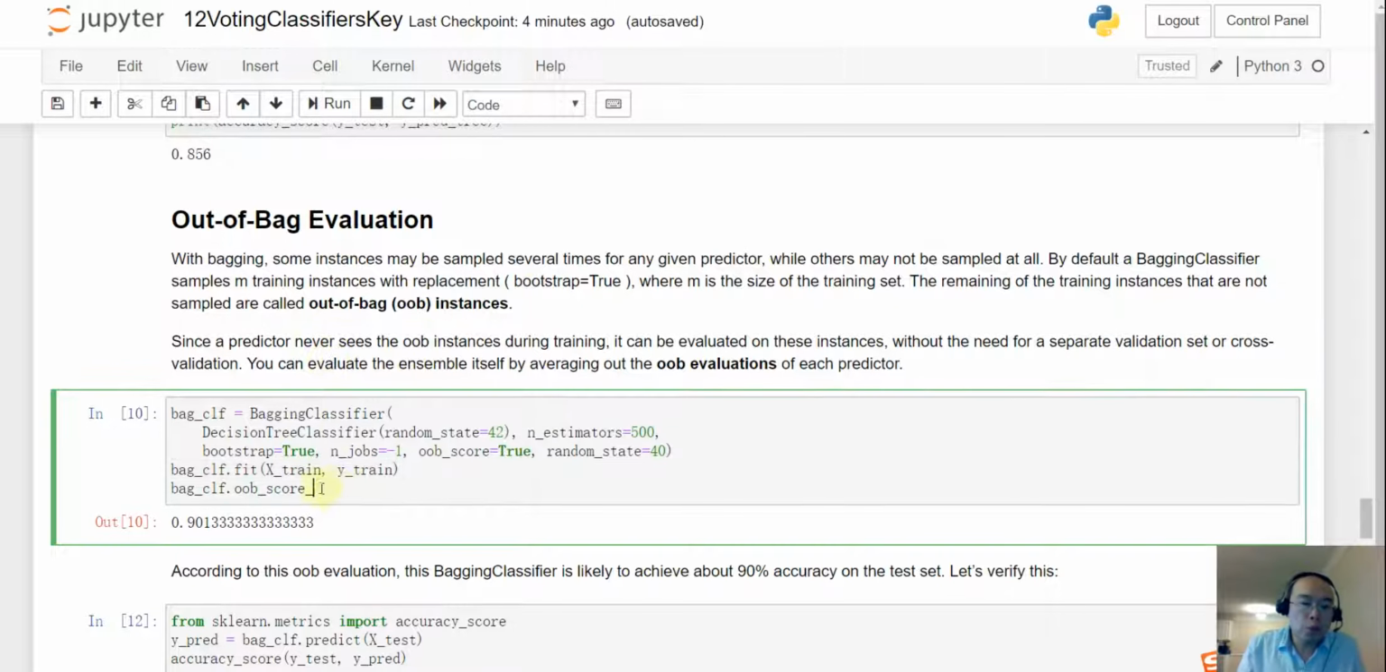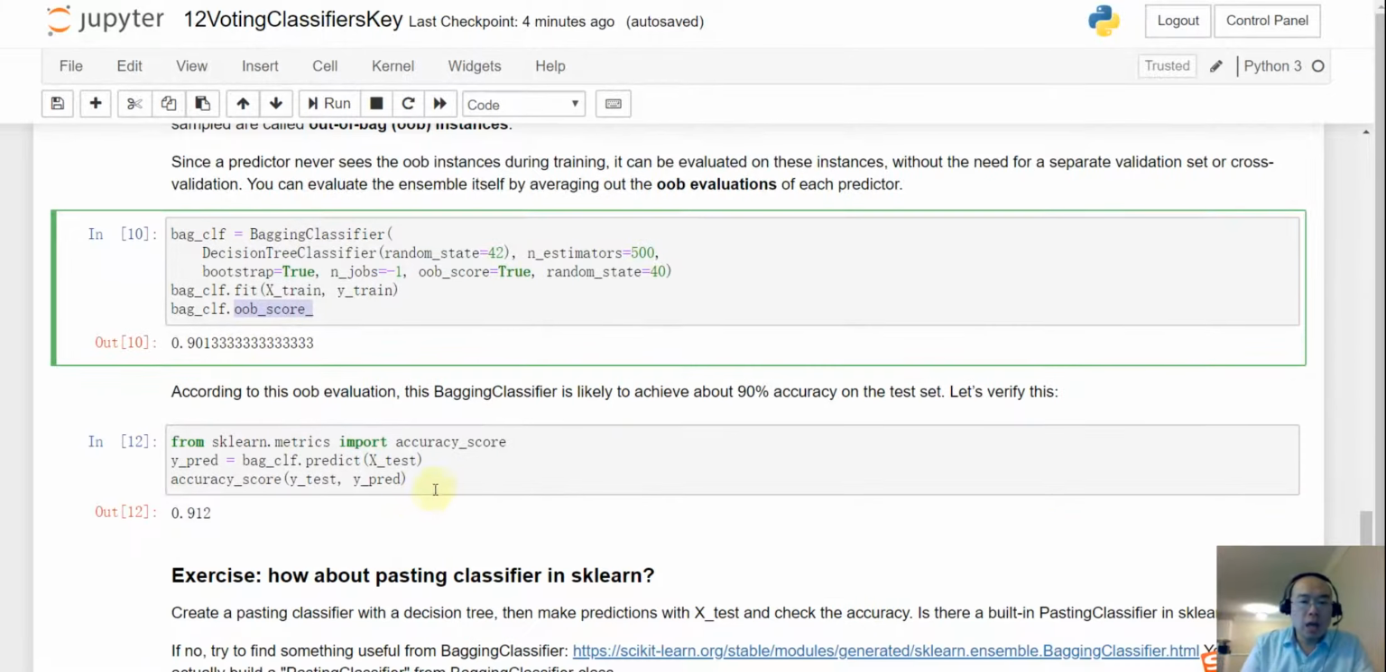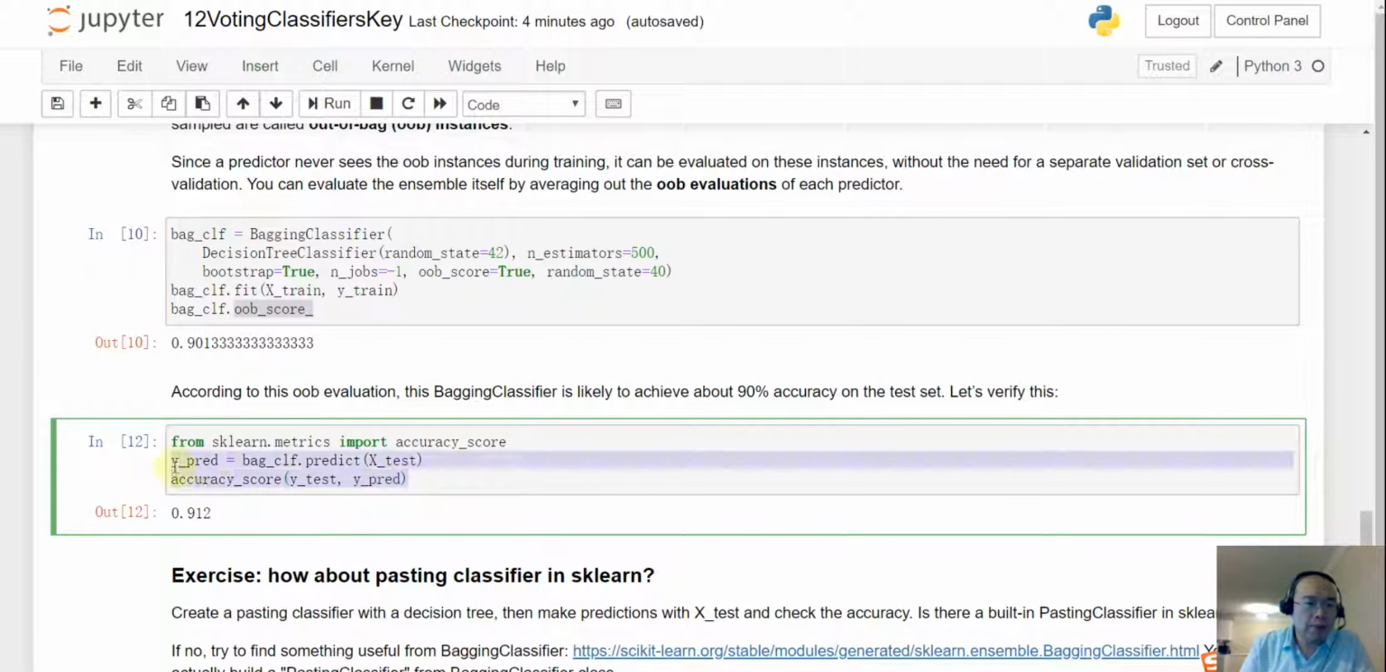So after training the bagging classifier with the X train and the Y train, we can use the OOB score to get a rough idea. It seems that we got 90.1 something. This is the performance on the leftover samples of the training set. If we use the testing set, we should roughly get the same thing, right? Then we evaluate the performance on the testing set, and we got 91%. So they're roughly the same thing.